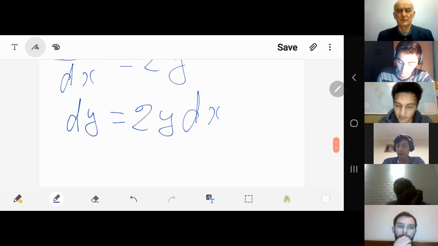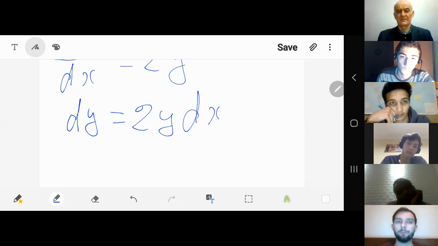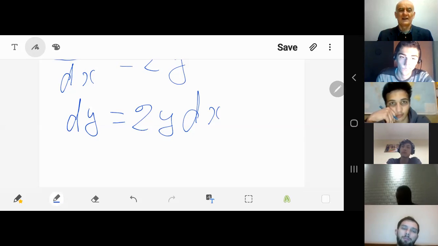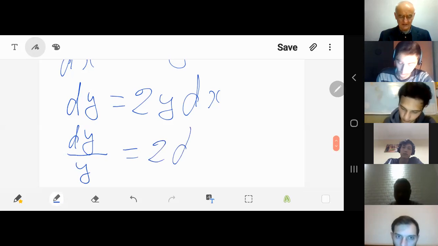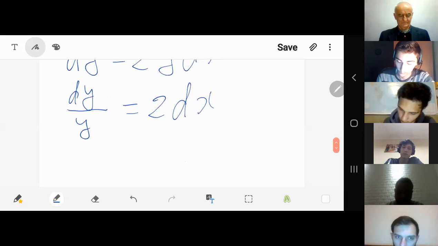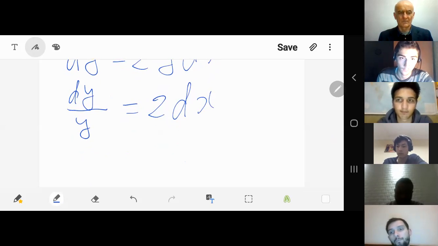But now it's not a good idea to take integrals from both sides, because on the right side I have dx, a different variable, and there I have y. But what is a good idea? A good idea is to divide both sides by y, and on the left side I will have only the function y and the differential of this function. I mean, I will divide by y both sides, and we have dy over y equals 2 times dx. Any questions so far? No. Okay, very good.